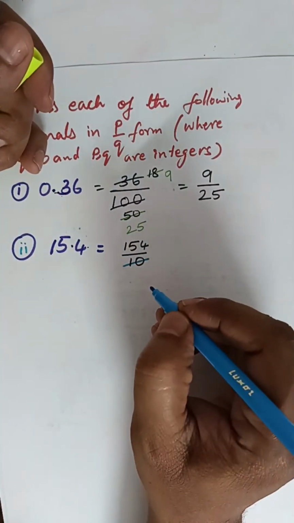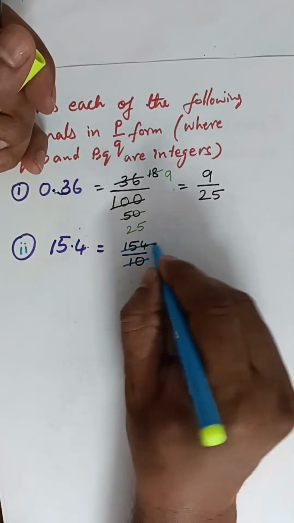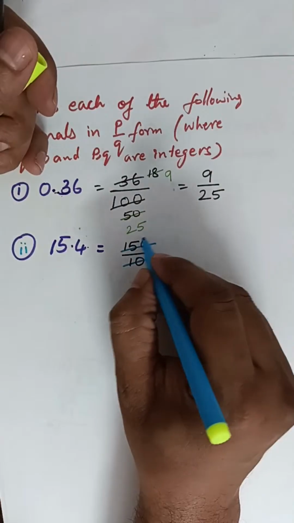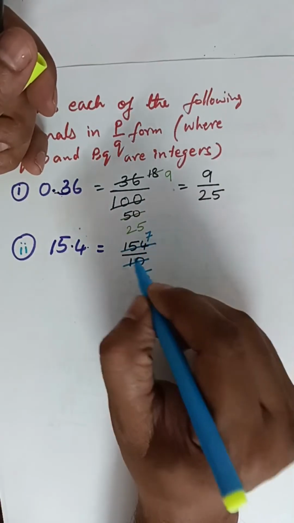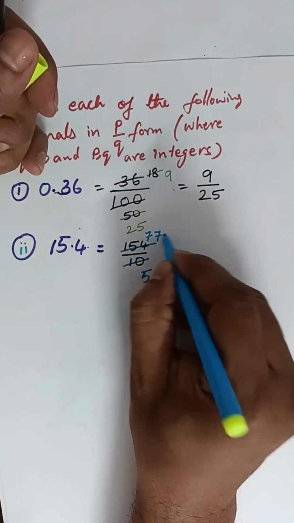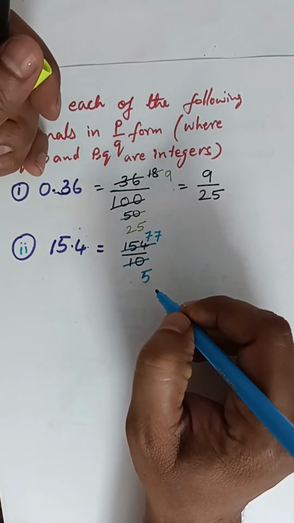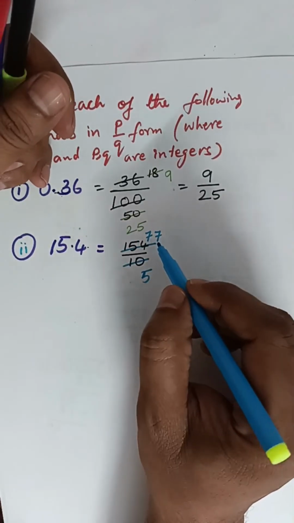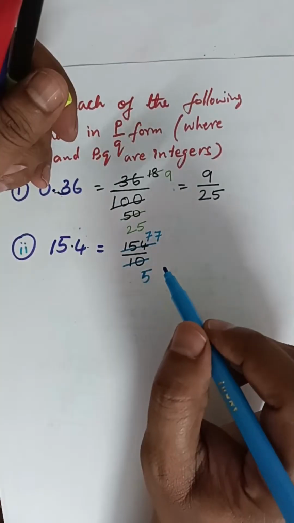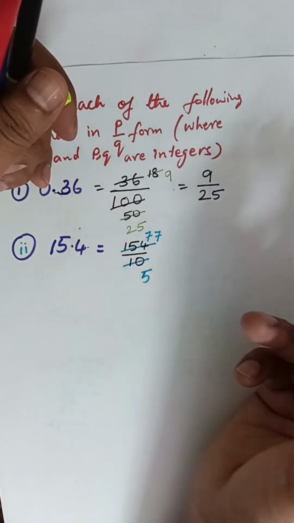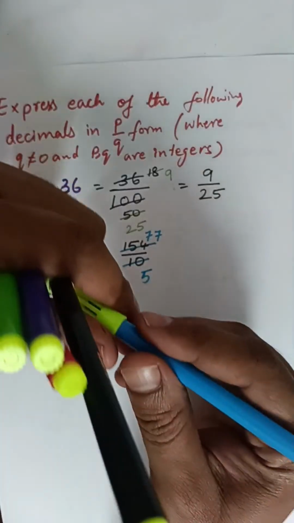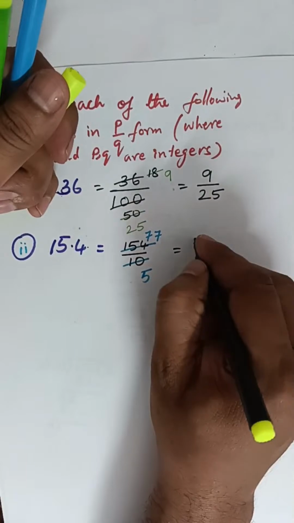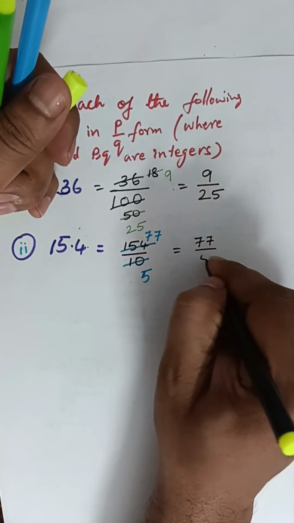10 and 154 are divisible by 2. So 2 times 5, 2 times 7, 1 left, again 7, that is 77. So 77 by 5. 77 is a multiple of 7 and 11, and 5 is a multiple of 5. So there is no common factor. So the answer is 77 by 5.